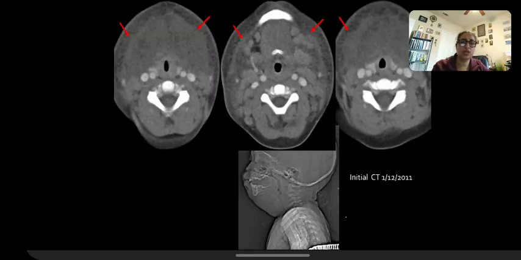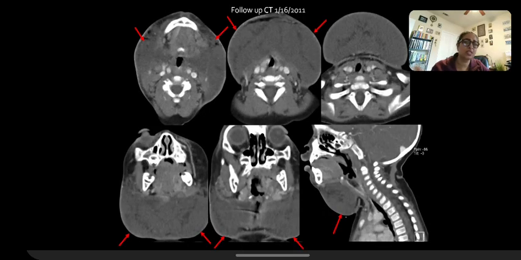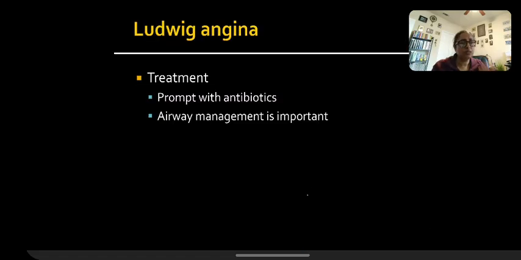You can see how this looks, and on the follow-up, you can see it's gotten worse. A lot of swelling, there's fluid, but there's still no abscess or drainable collection. In this case, because the floor of the mouth is not involved, there's not that much airway obstruction, but you can see if the floor of the mouth was involved, you could see how quickly the tongue would have been pushed up. Here also you can see the tongue is slightly pushed up, but the airway posteriorly is still open. Okay, so treatment: you treat them promptly with antibiotics, and you have to manage the airway.